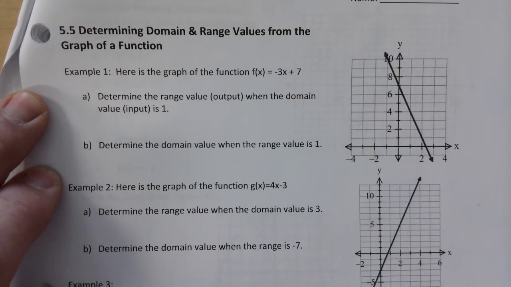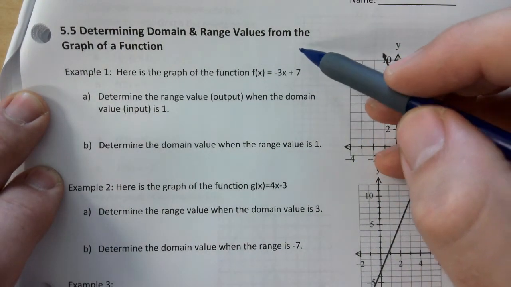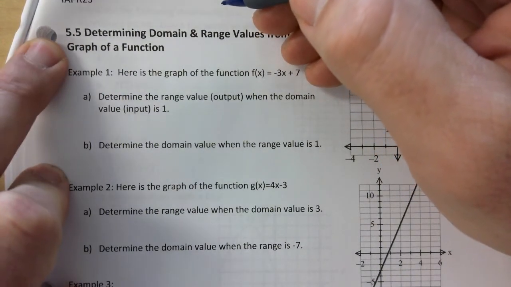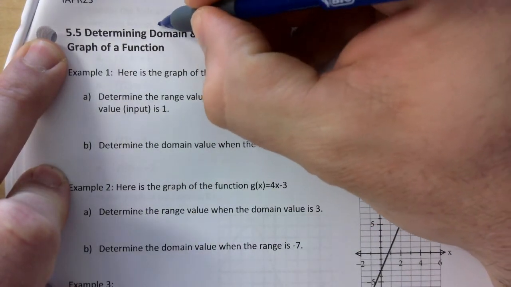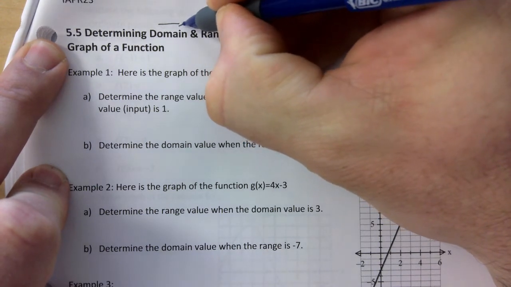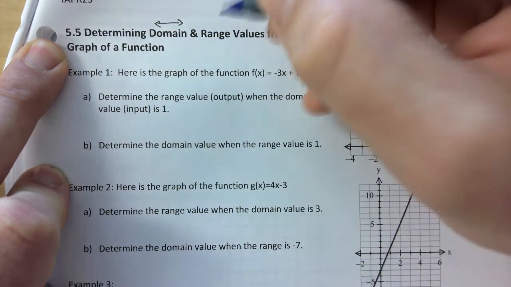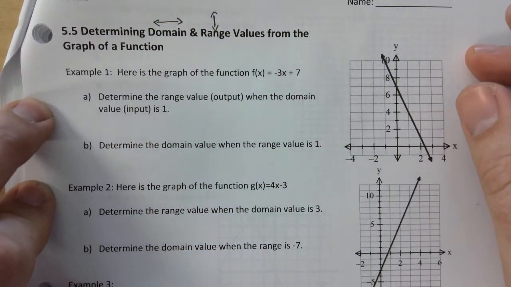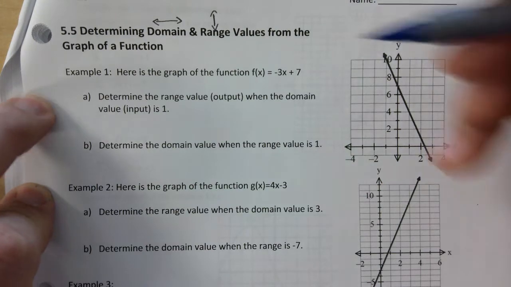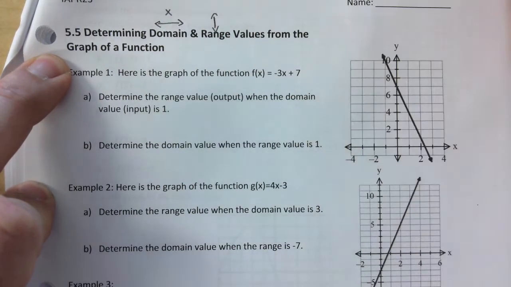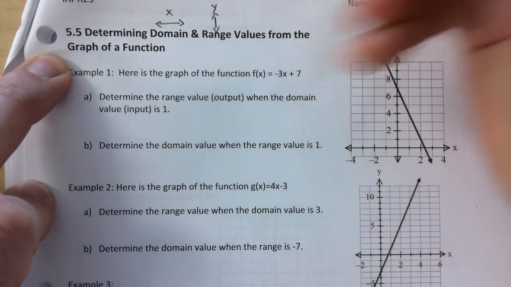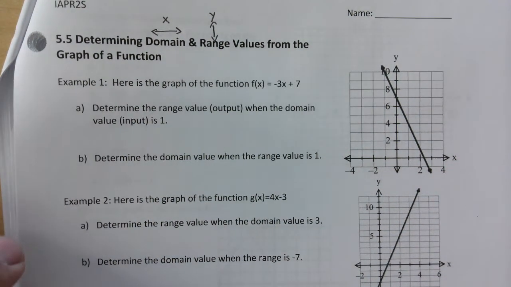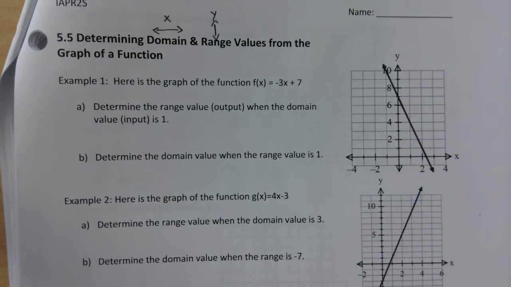5.5, determining the domain and range values from the graph of a function. That's the title, and we're in section 5.5. I always want you to think of domain as horizontal, and range as vertical. Or you can think of the x values and the y values. Both of them kind of go hand in hand.